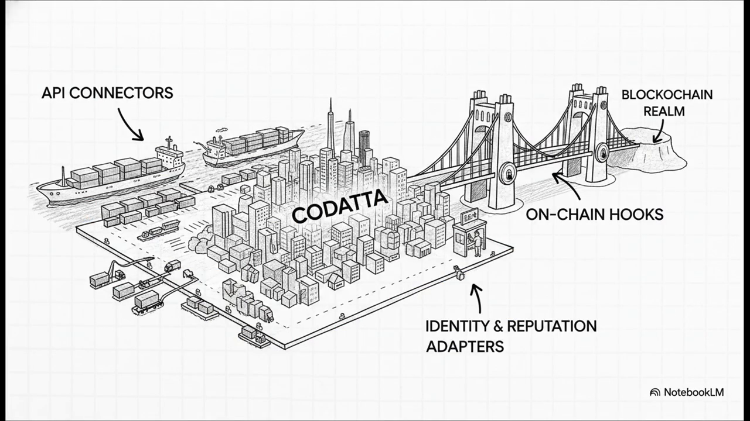Those API connectors, think of them as the city's bustling shipping ports, constantly moving data and tasks in and out. The on-chain hooks, those are like high-security bridges, only allowing trusted financial transactions to cross. And the identity adapters, that's basically passport control. It lets people from other ecosystems bring their credentials and reputation with them. It's all about being open, but in a very secure way.